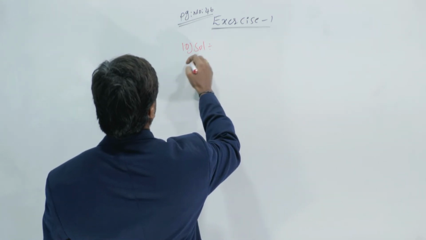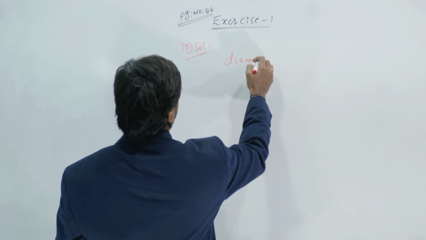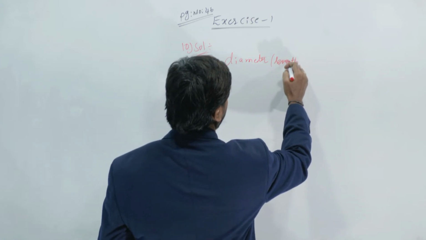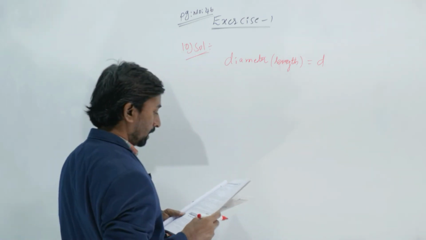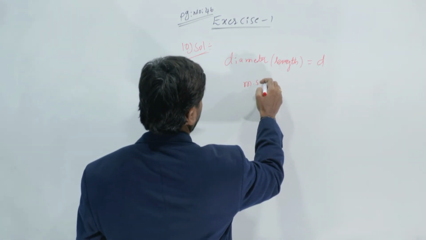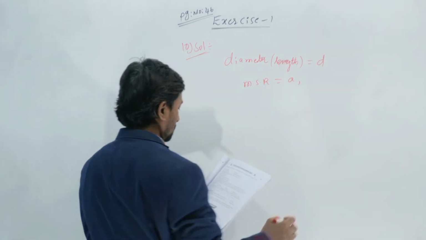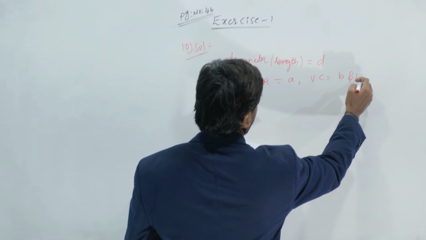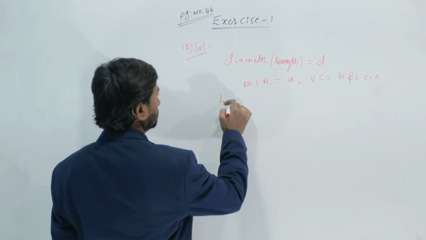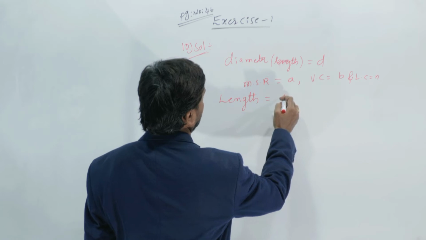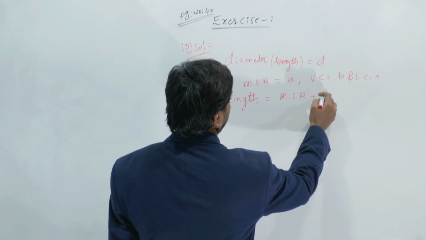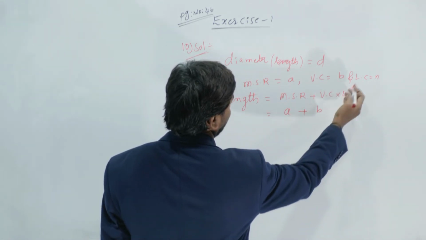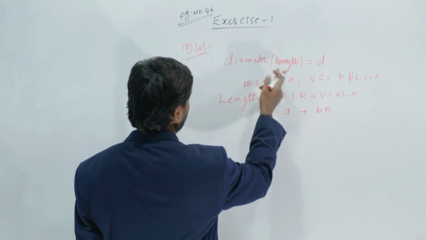So 10th solution: diameter is nothing but the length. So length is given, it is small d, and the main scale reading MSR is equal to A. Then vernier coincidence VC is given, B, and least count is given here, N. So we know the formula: length is equal to MSR plus VC into least count. MSR is A, plus VC is B, and least count is N.